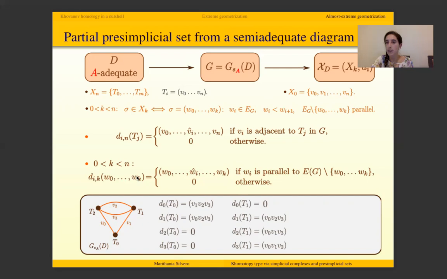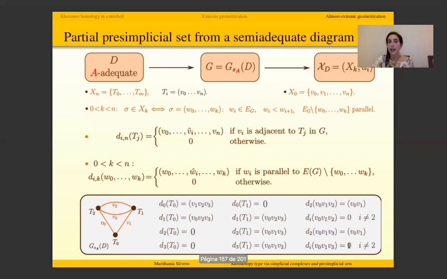In our case, for example, d2 of V0, V1, V2, the one in position two is V2. Can we remove V2? The one not appearing here is just V3. Since V2 is parallel to V3, we can remove V2. So the image of this is V0, V1. But otherwise, everything is mapped to zero, because we cannot remove any other edge in such a way that it is parallel to V3. And for V0, V1, V3, the same: we can just remove V3 because it is parallel to V2, but we cannot remove V0 nor V1. So these two are mapped to zero.